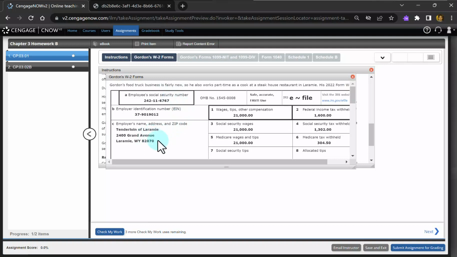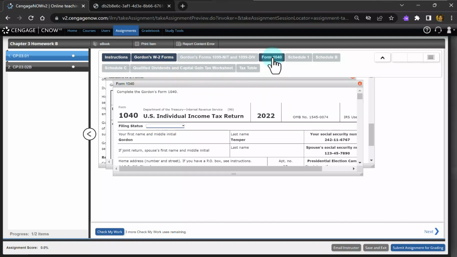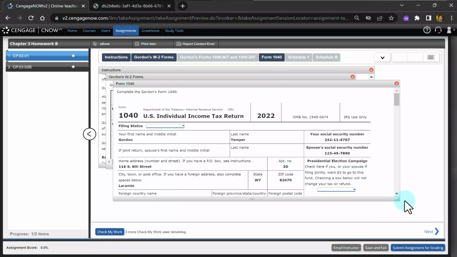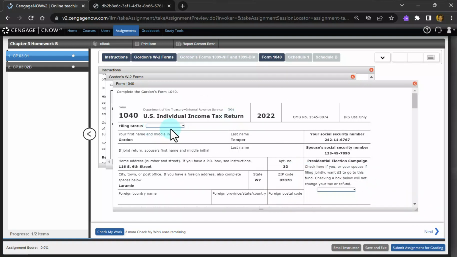Okay, here, Tenderloin of Laramie. He has 21,000 of wages. So let's enter that already in the 1040 form. Well, let's fill out the top here. So he is unmarried, so that's going to be single. Remember, he doesn't have a dependent, so again, not head of household.